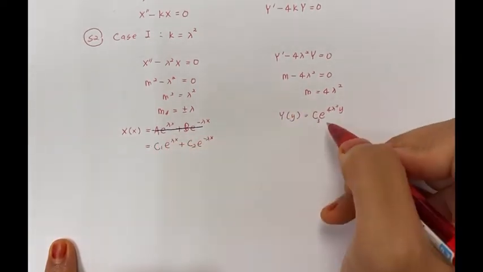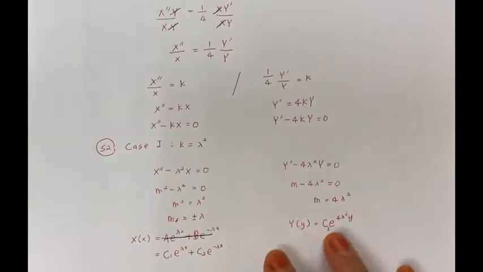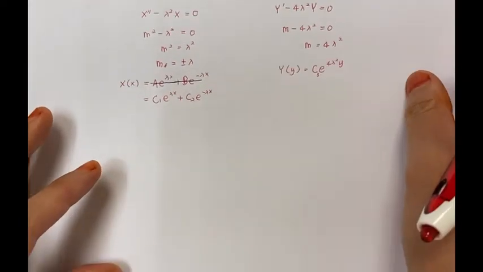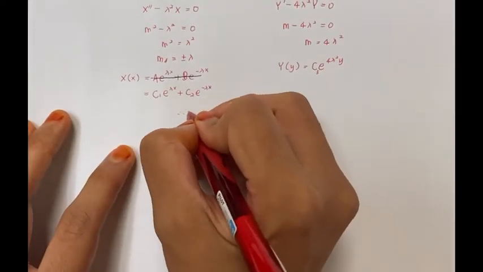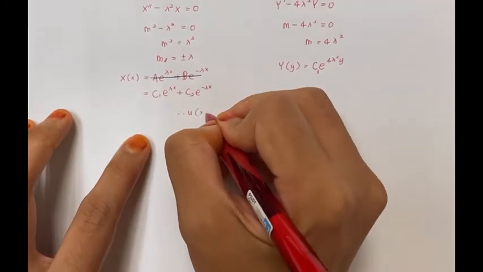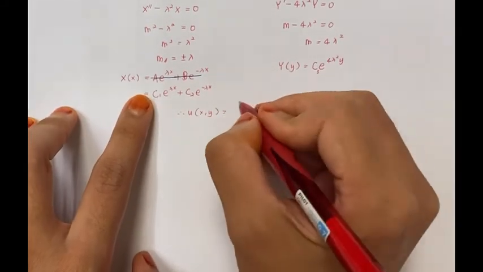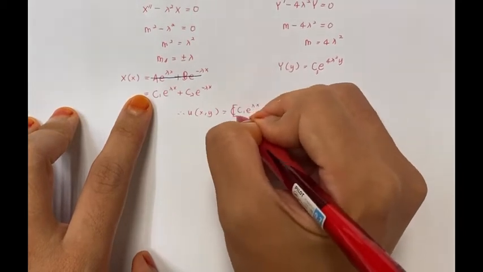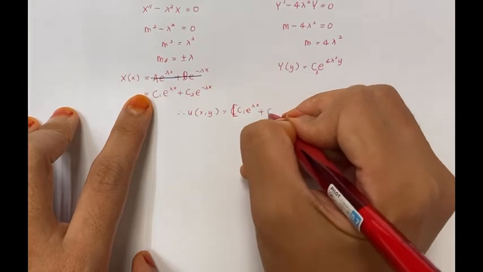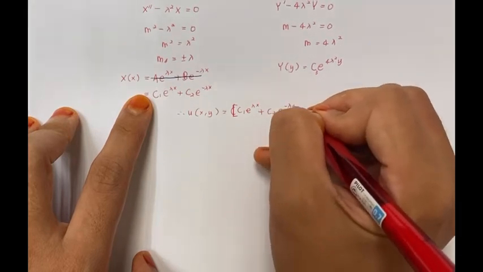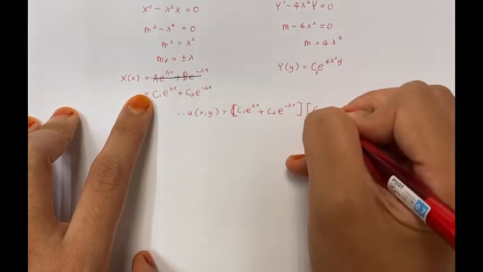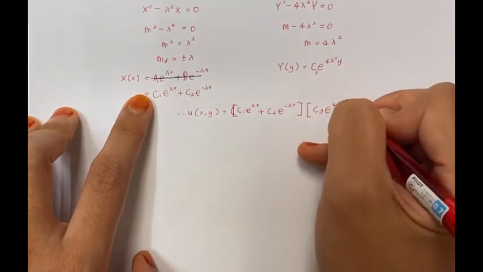So now you have your X and Y. Remember that u is equal to the product of X and Y. So you can have your solution u. The solution for u(x,y) is equal to C1 exponent lambda x plus C2 exponent negative lambda x, multiplied by C3 exponent 4 lambda square y.